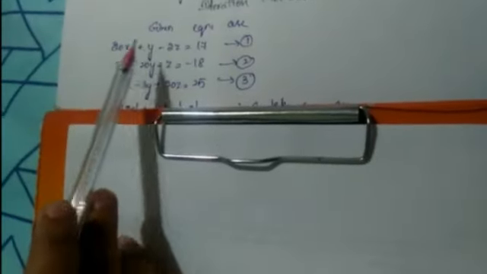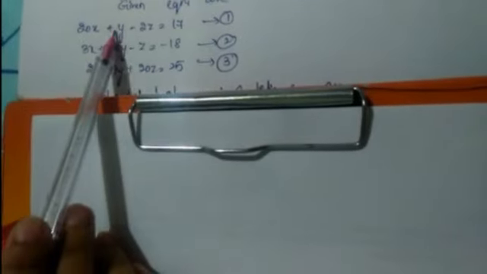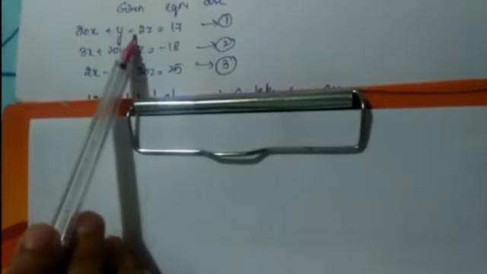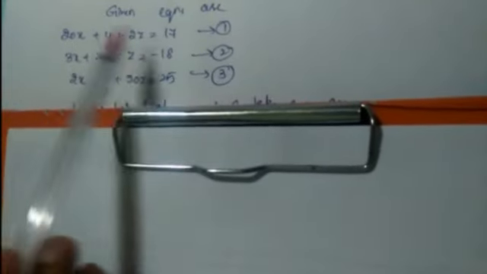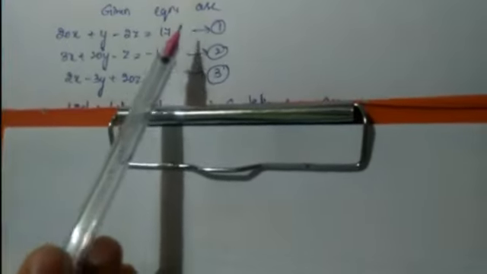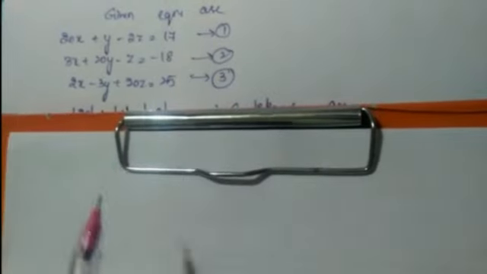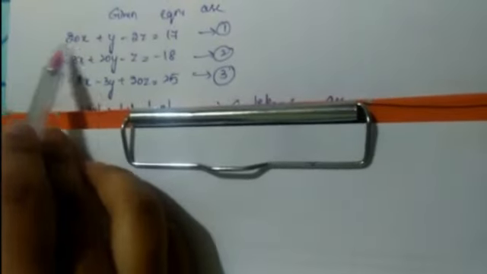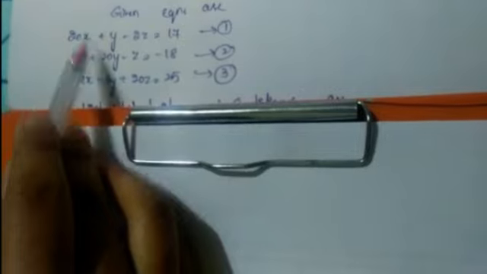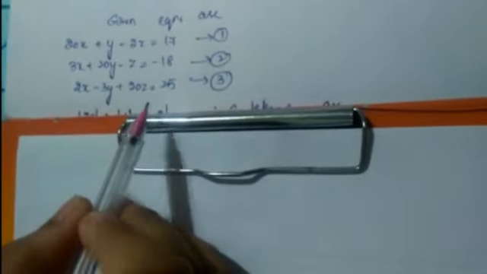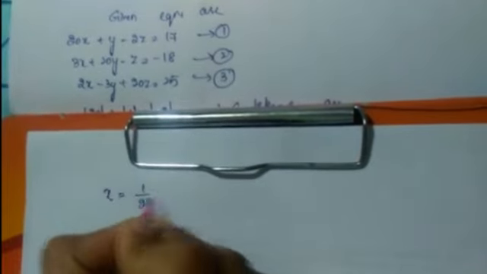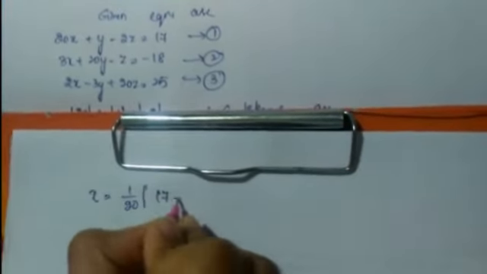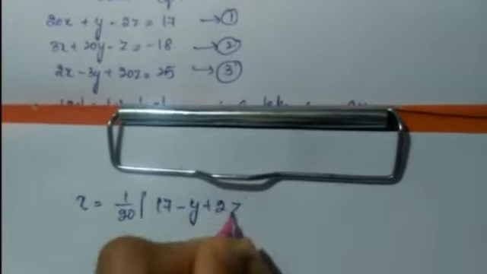From the first equation write 20x is equal to 17. Send plus y to the right hand side and minus 2z to the right hand side. Then it becomes 20x = 17 - y + 2z. Then send the 20 which is multiplying x to the right hand side, and it goes into the denominator. That becomes x = 1/20 (17 - y + 2z).